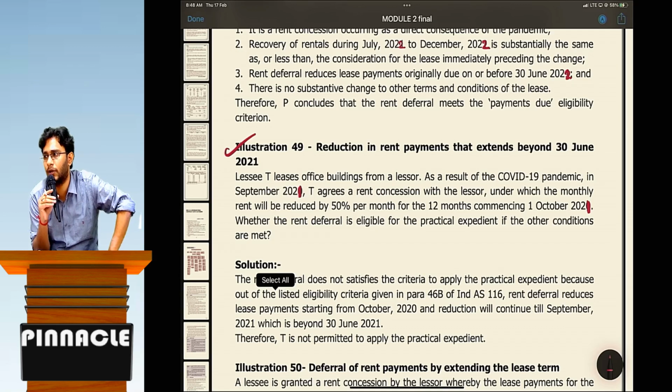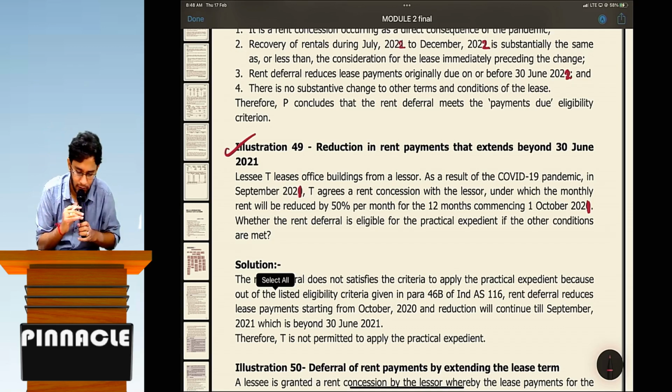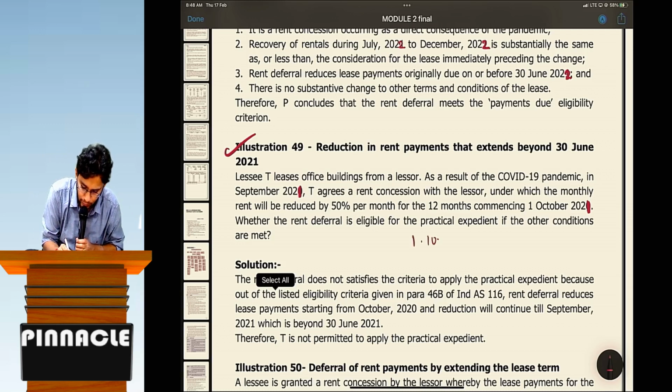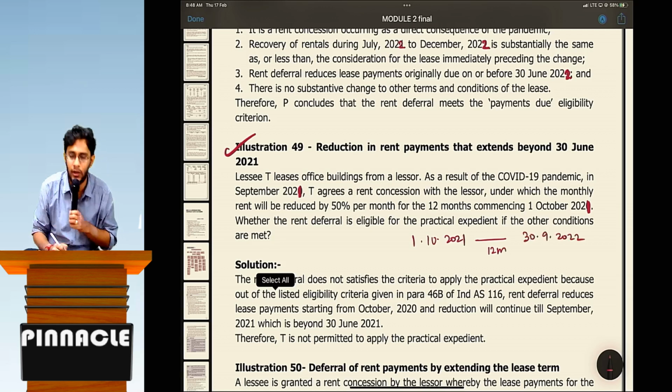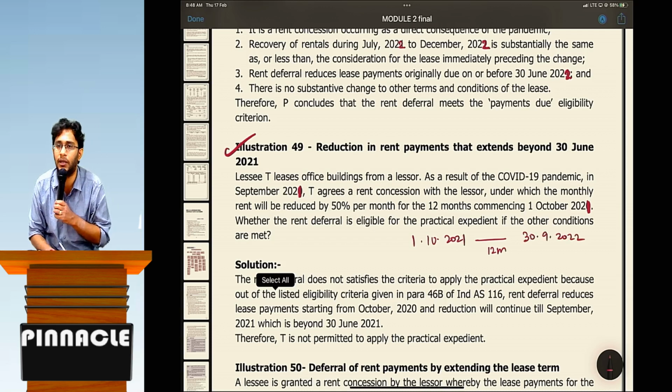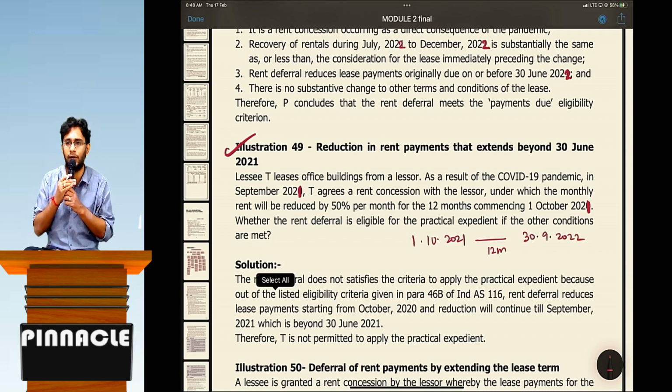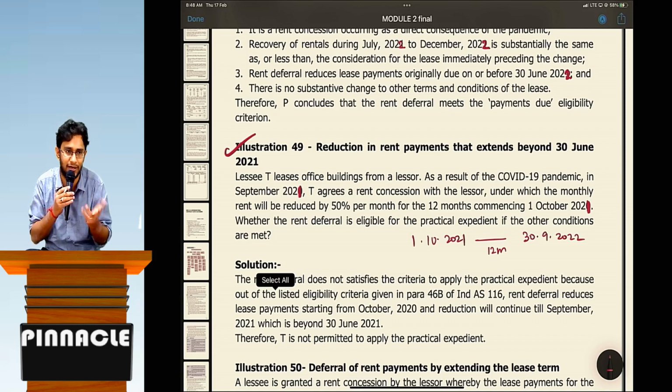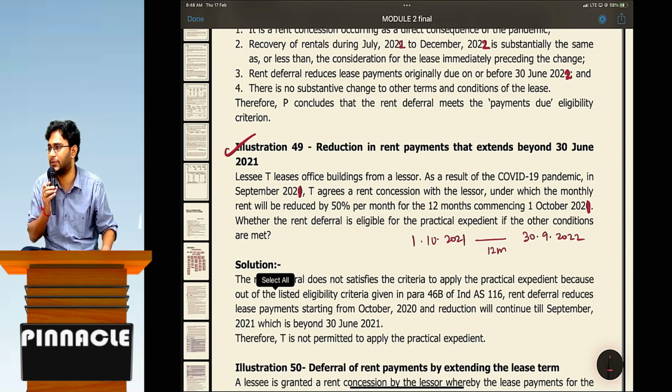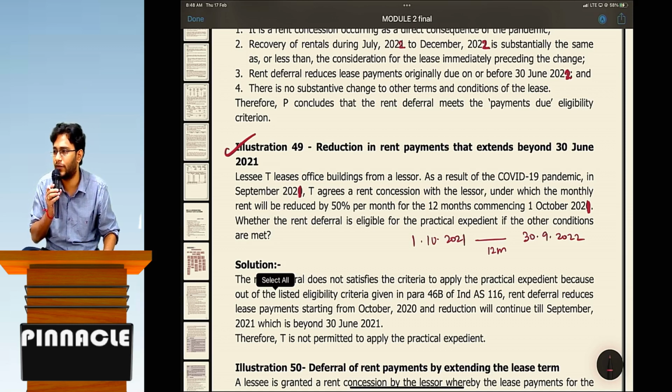Not eligible. Why? Sir, which period are you receiving the benefit? Your benefit period is starting from 1/10/2021 for 12 months, sir, which means up to 30/9/2022. And 30/9/2022 is a period beyond 30th June 2022. So one of your 4 criteria failed, sir. You cannot apply the practical expedient.